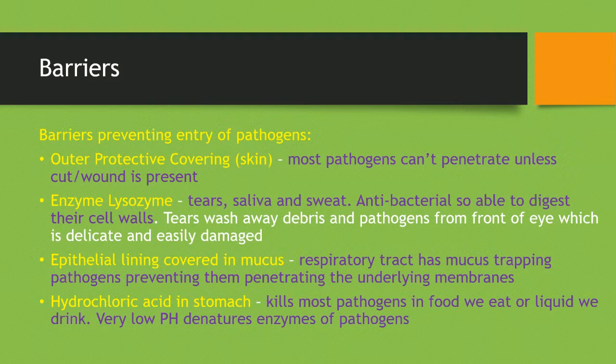It's good to cry. Epithelial lining covered in mucus is another one. This works by having the respiratory tract containing mucus, which traps pathogens and prevents them penetrating the underlying membranes. You also have hydrochloric acid in your stomach, which kills most pathogens in the food we eat or the liquid we drink. This is because it gives a very low pH, denaturing the enzymes of the pathogens.